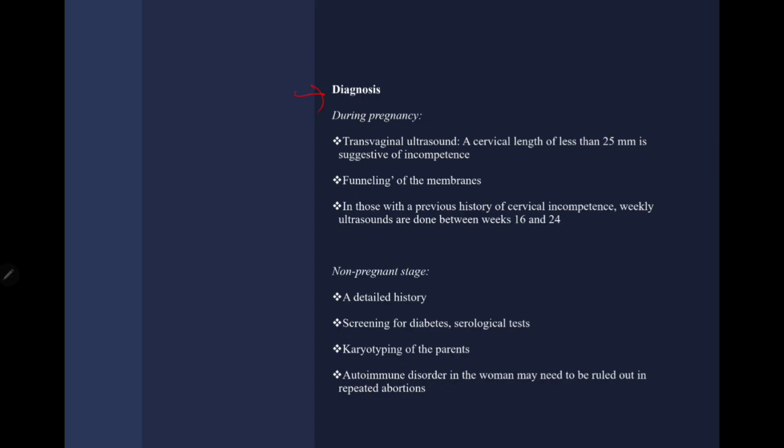So, how are we going to do the diagnosis? During pregnancy, transvaginal ultrasound is going to help you in the diagnosis. In transvaginal ultrasound, a cervical length of less than 25 millimeter is suggestive of incompetence. Very important, guys. This is a characteristic feature of diagnosing cervical incompetence.